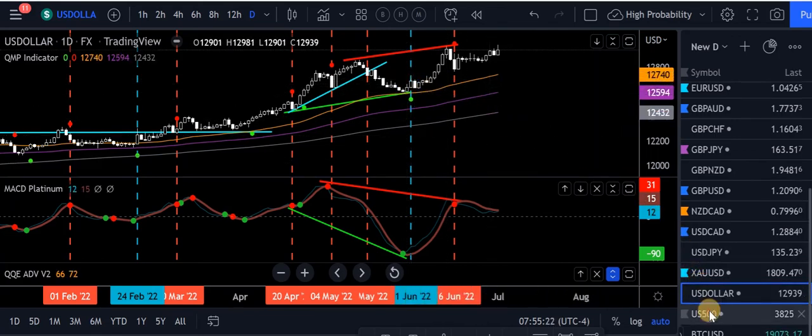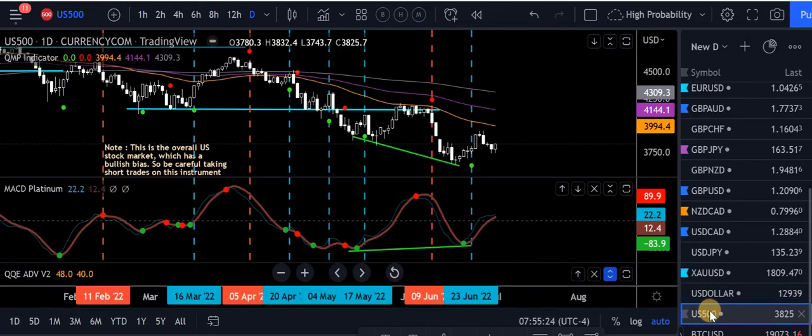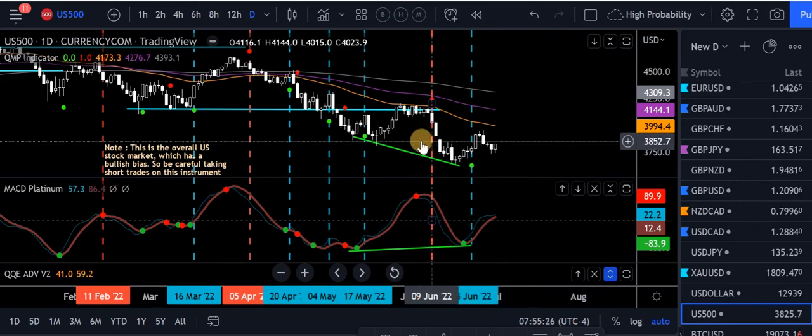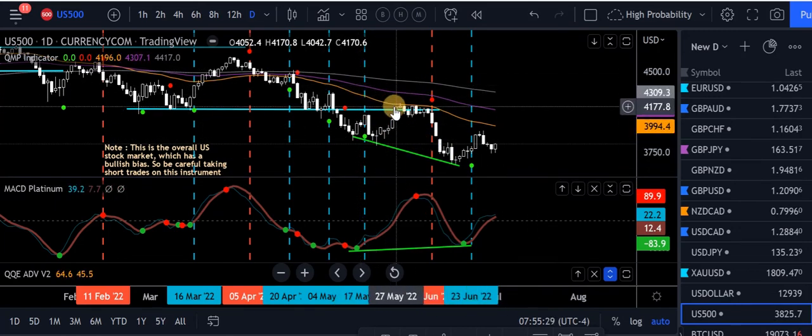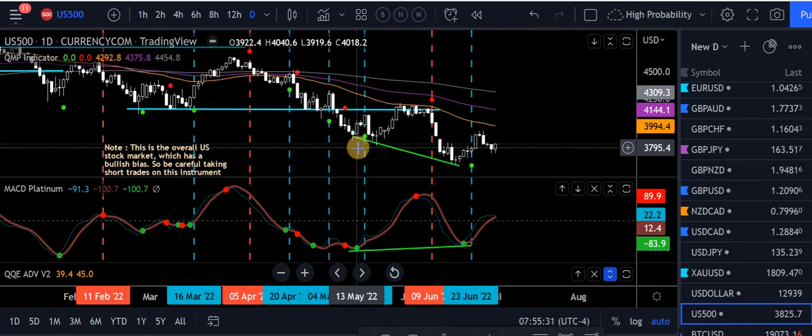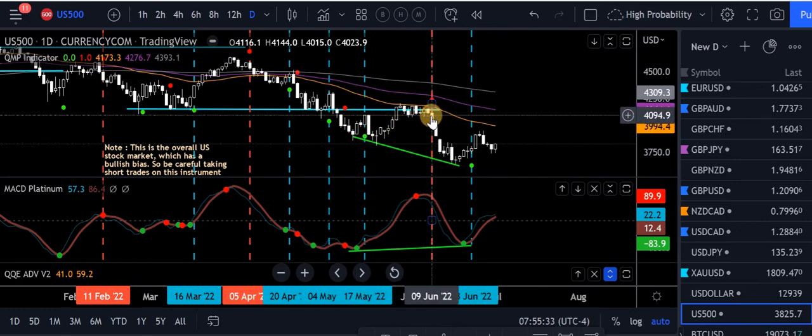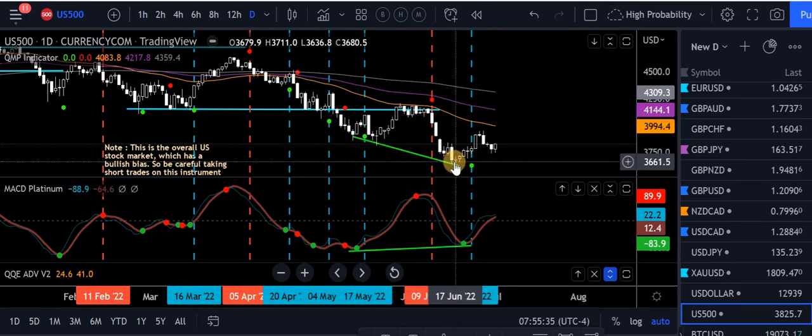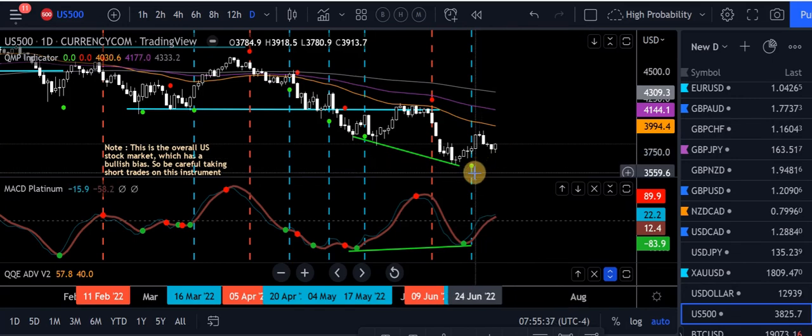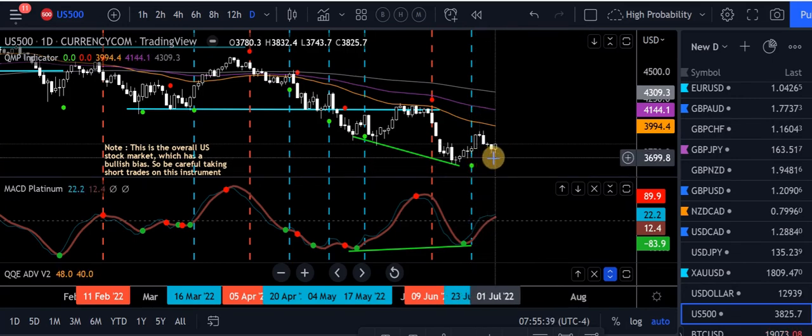Right, let's go down to US 500, just an overall look at the US stock market. It's certainly in a downtrend now, and see, the sell there was good. The last signal was a buy. Started off nicely, but it's fallen away during the week. But Friday we had a bit of a bullish day.